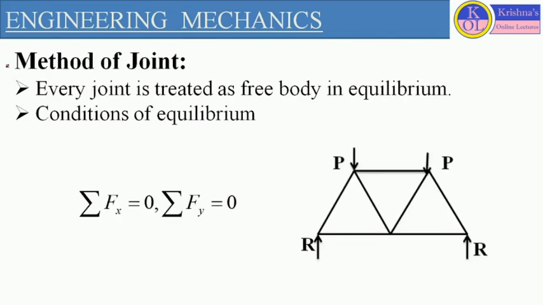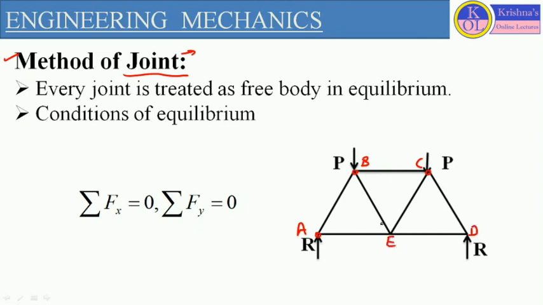Now let's start with the first analytical method, that is method of joint. Here you can see this method is representing joint, so our main concentration should be the joint. Whatever truss or frame we have, we have to consider each and every joint of the truss or frame. For example, here we have this particular truss. If we talk about different joints, let's name these joints A, B.